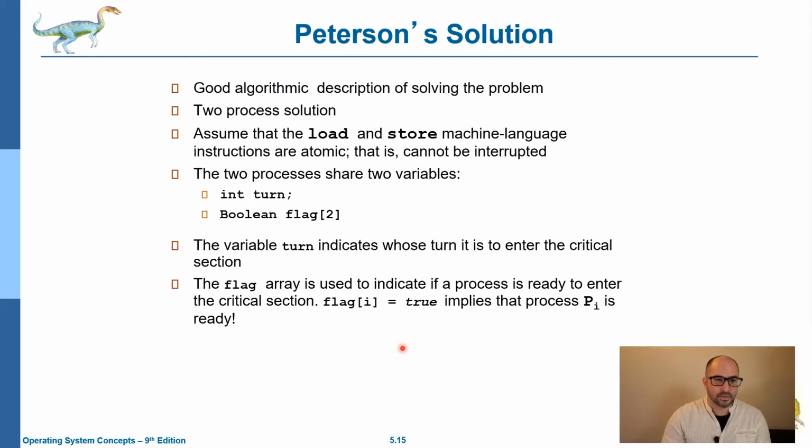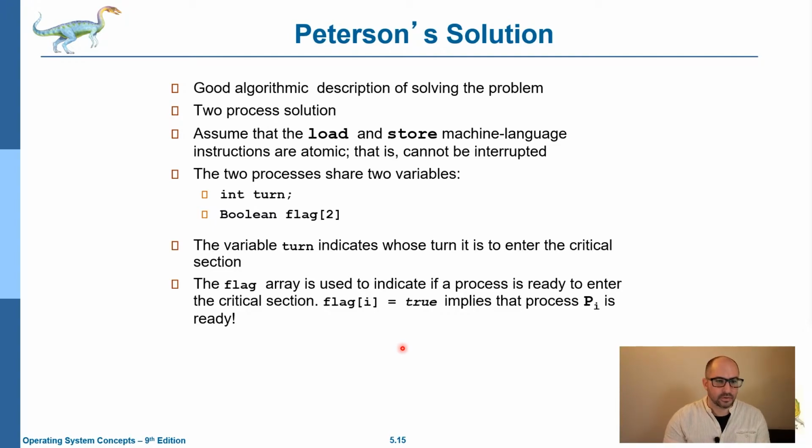So one solution that has these three properties is Peterson's solution. And this uses two atomic instructions that must be supplied by the hardware. And an atomic instruction is one that cannot be interrupted. That the entire instruction completes before any interrupt would be allowed to be delivered to any process on the system. So there are going to be two of these atomic instructions, load and store.